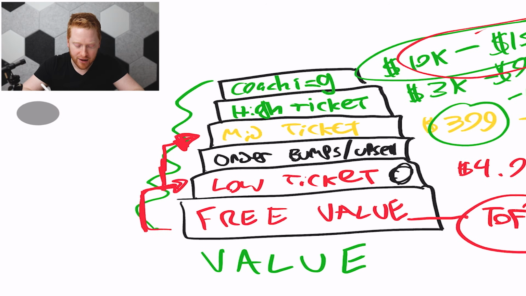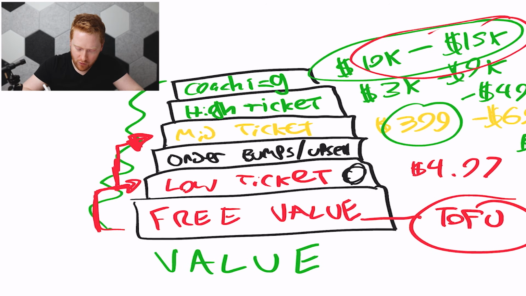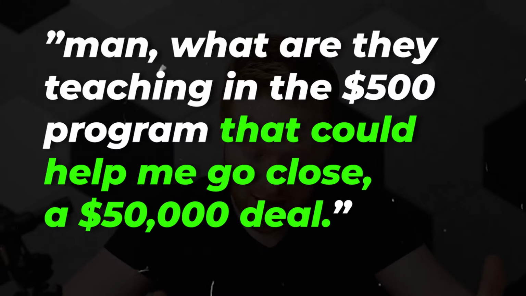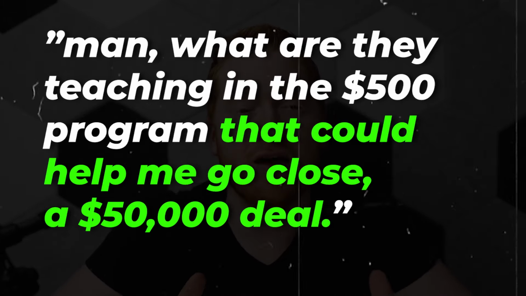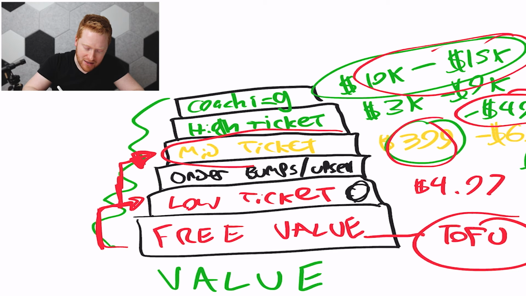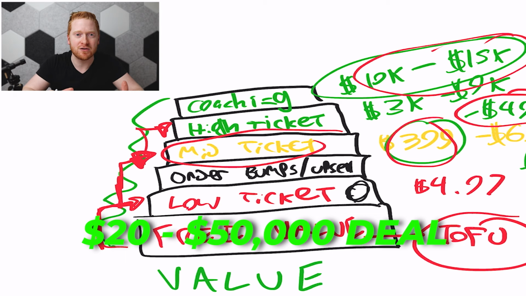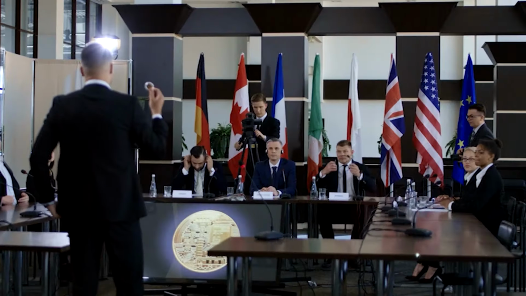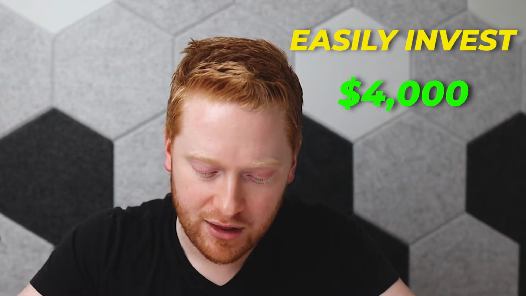Because now they've got $5K in the bank, so dropping $399 to $499 is small potatoes. If for $27 they closed a $5K deal, they're gonna be like, man, what are they teaching in the $500 program? That could help me go close a $50,000 deal, which, believe it or not, a lot of our students do. Once they go through the mid-ticket and close that, let's say $20,000 to $50,000 deal over the next maybe 6 to 8 months, then we introduce them to the high ticket offer, and they don't have a problem investing $4,000 to get into our high ticket mastermind program, where they have access to exclusive resources, different groups, higher level members, one-on-one, etc. Because they just sold a $25,000, $50,000 deal, they'll easily invest $4,000 back into that.